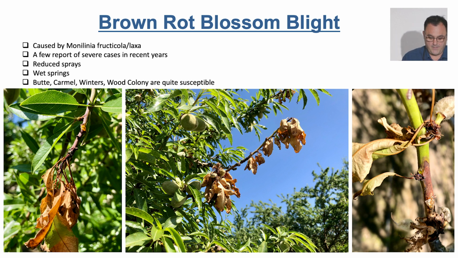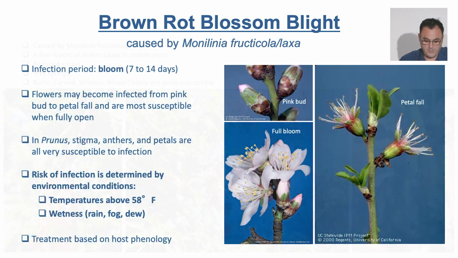These tend to happen in susceptible cultivars. We've seen it quite a bit in Wood Colony, but also in orchards with Butte almond trees. Again, it's a disease that will happen when you have wet springs, but the accumulation of cankers in orchards leads to an accumulation of inoculum, and so when the problem presents itself, it can reoccur. That's something we have seen in past years, coming back most likely from skipping some sprays.